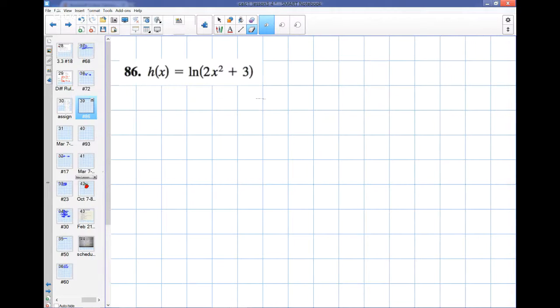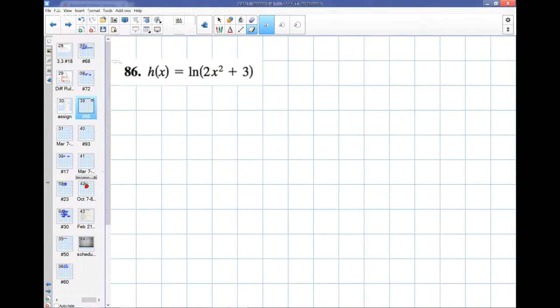So here we have a natural log problem. Do you remember what the derivative of a natural log is? We just had that recently in this lesson too. That was what, 1 over that thing? So what's the derivative of the natural log of x? 1 over x. And that's the outer function here, right?